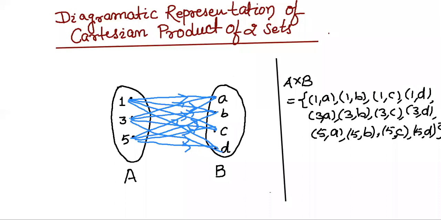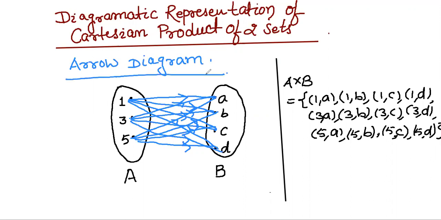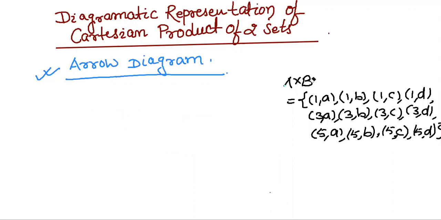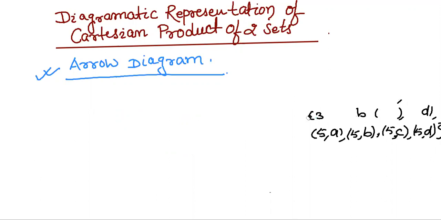And this process is called an arrow diagram. In the Cartesian product of sets, in relations also, in functions also, we have to use this diagram. This form is very important. So I'm going to take one more example for this. Again, I'm going to take two sets A and B, and then I will represent these two sets by using an arrow diagram.